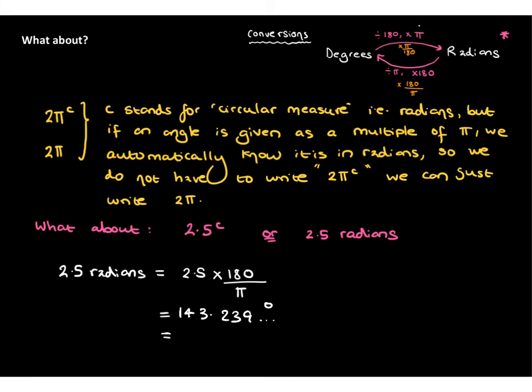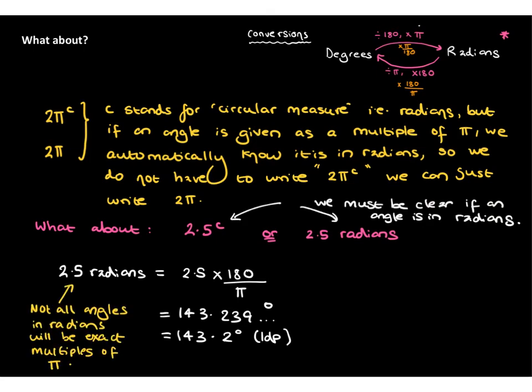Degrees, and we must use the degrees symbol for perfect clarity. So 143.2 degrees to 1 decimal place. So really it's very much worth remembering that not all angles in radians will be exact multiples of pi. So we must be very clear with our notation. If our angle is in degrees, it's very obvious. We write a degree symbol as you've been doing for years and years.